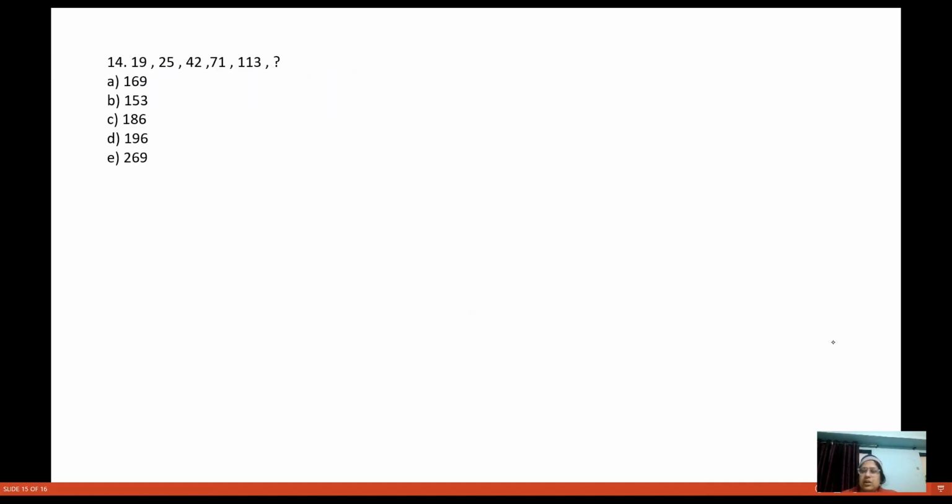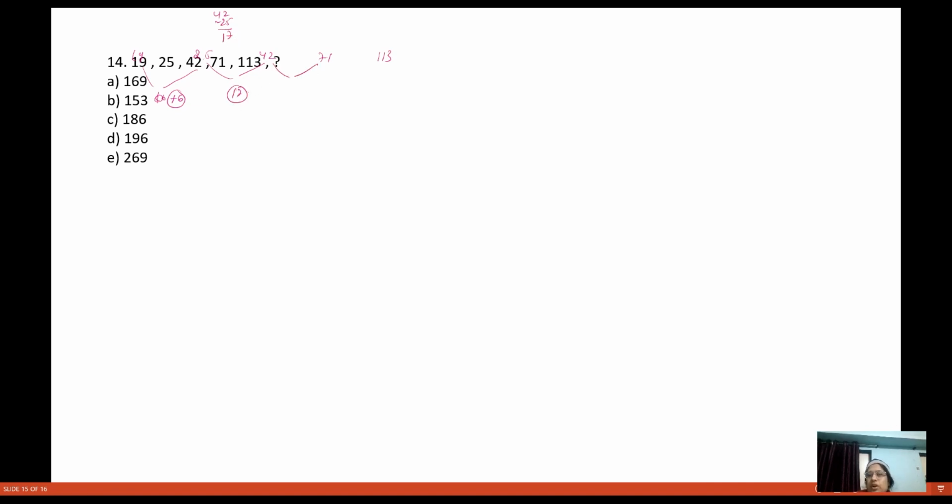Now look at this question. We have 19, 25, 42, 71, and 113. Again, we can do this by the difference method. So this is nothing but 6 difference. 19 plus 6 is 25. This is nothing but 42 minus 25, so you have this as 17 difference.